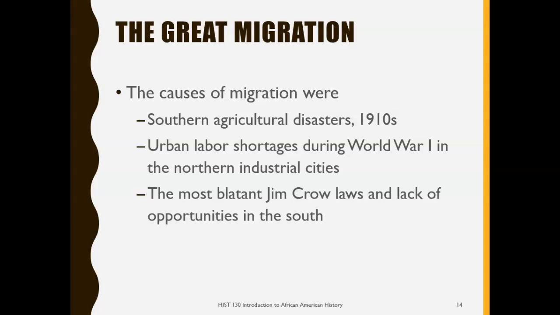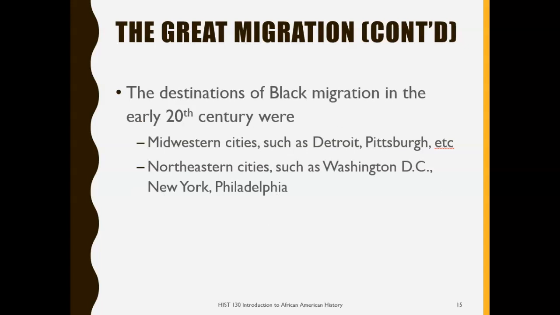The other cause, which was also very important, was the Jim Crow laws, the laws on segregation, and the lack of opportunity for black people in the south. All of those led many African Americans to move to the north, the Midwest, and the West. As we already said in the previous slides, the destinations of the Great Migration were Midwestern cities like Detroit in Michigan or Pittsburgh in Pennsylvania, or northeastern cities like Washington DC, New York, and Philadelphia. A few of them went to California, but not as many as those who went to Michigan or to New York.